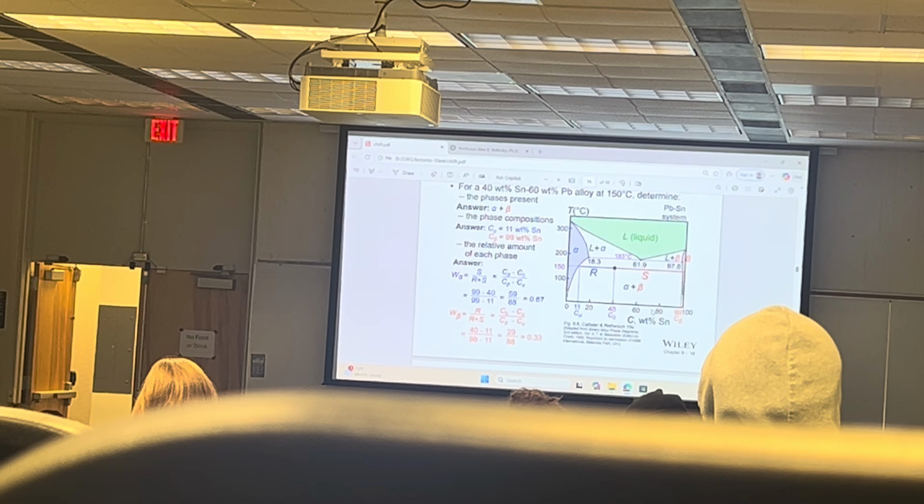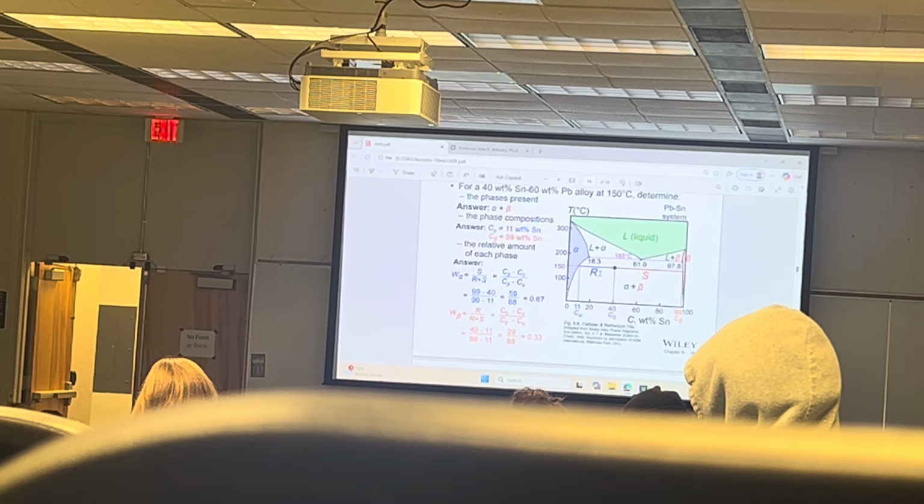And then the other question is to find what is the ratio. Like how much alpha phase is there, how much beta phase is there. It's a different question. So these are different percentages that I've been talking about, right? R divided by R plus S is going to be the amount of the alpha phase. This is equal to C beta minus C0 divided by C beta minus C alpha.